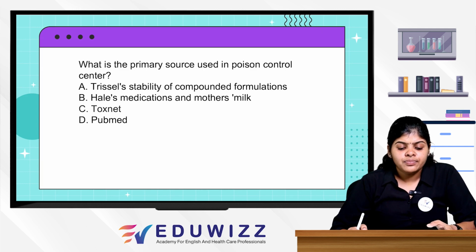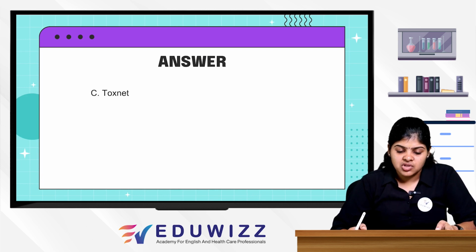Next question: what is the primary source used in a poison control center? It's an easy question. Poison is also known as toxin, so we can select ToxNet. So our answer is ToxNet.